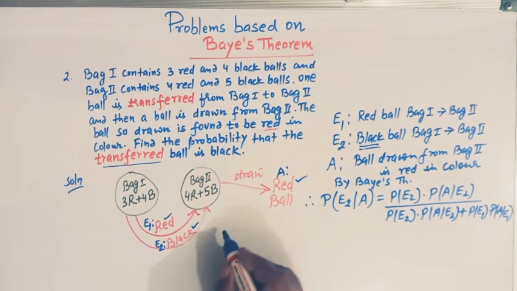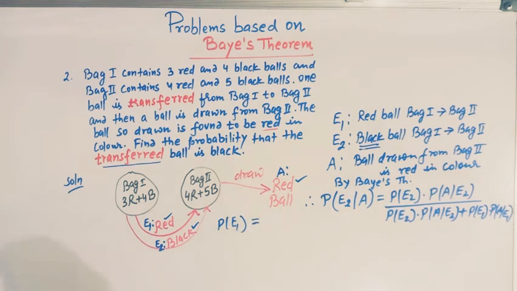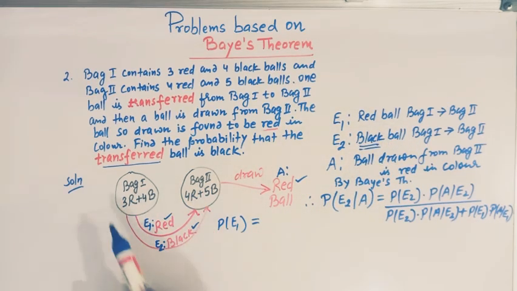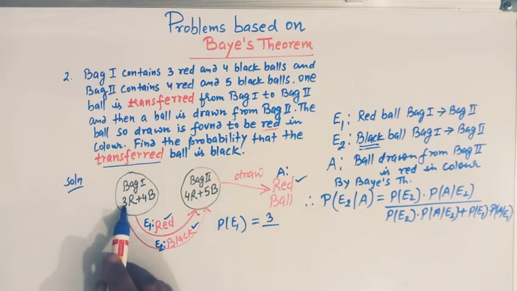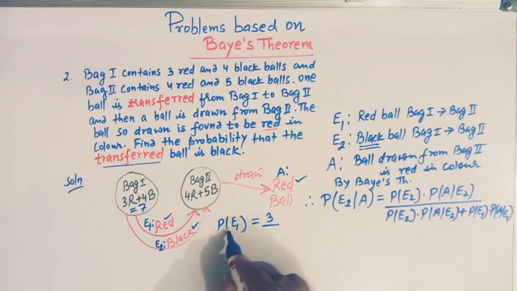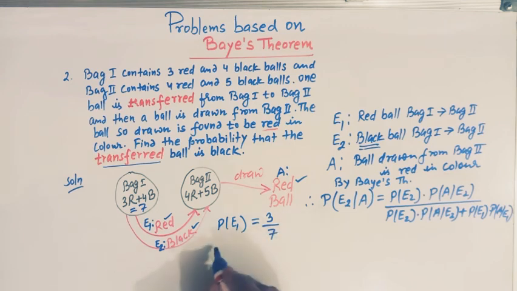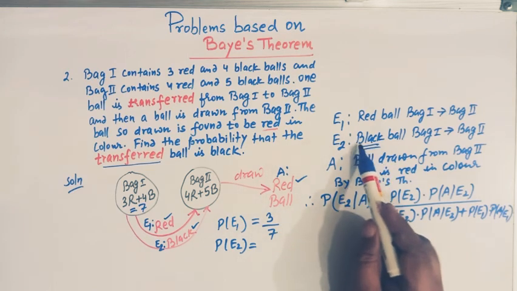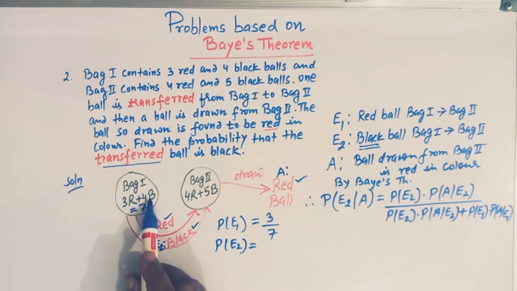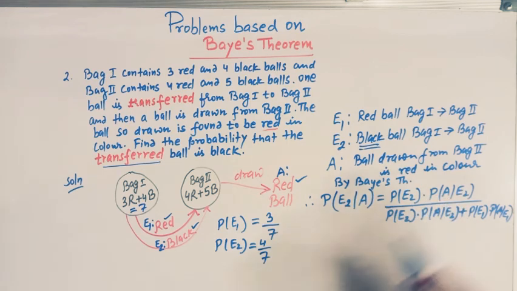Now P(E1) is the probability of transferring a red ball from bag 1 to bag 2. So this is simply 3 by 7, because here we have 3 red balls and the total number of balls is 7. So we have P(E1) is 3 by 7, and P(E2) is the probability of transferring a black ball from bag 1 to bag 2. So here the number of black balls is 4. So we have 4 by 7. Clear?